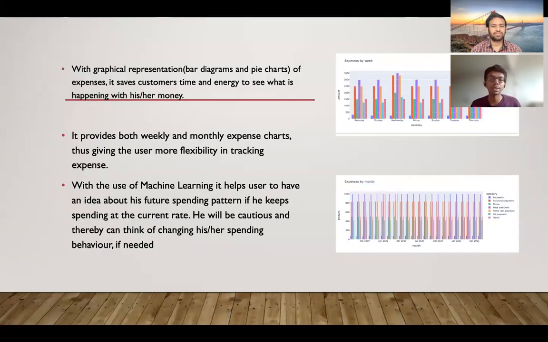With graphical representation of expenses in the form of bar diagrams and pie charts, it saves customers time and energy to see what is happening with his or her money. It provides both weekly and monthly expense charts, thus giving the user more flexibility in tracking expenses. With the use of machine learning, it helps users have an idea about their future spending pattern if they keep spending at the current rate. They will be cautious enough and can think of changing their spending behavior if needed for the future.